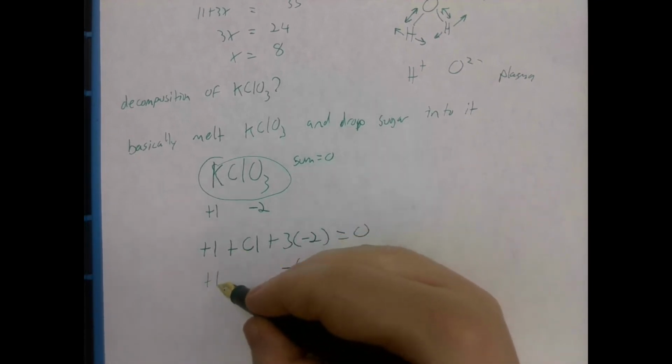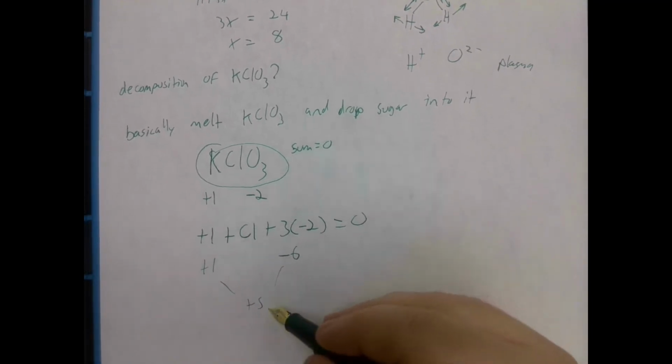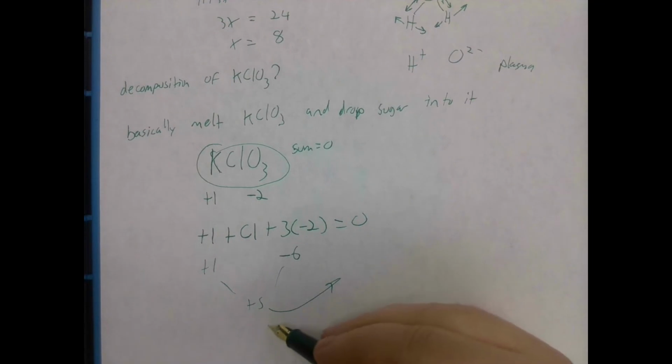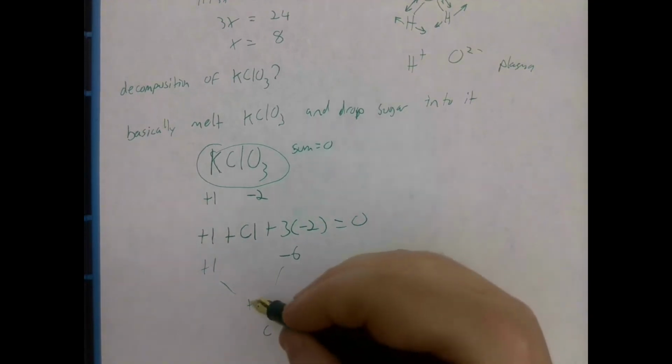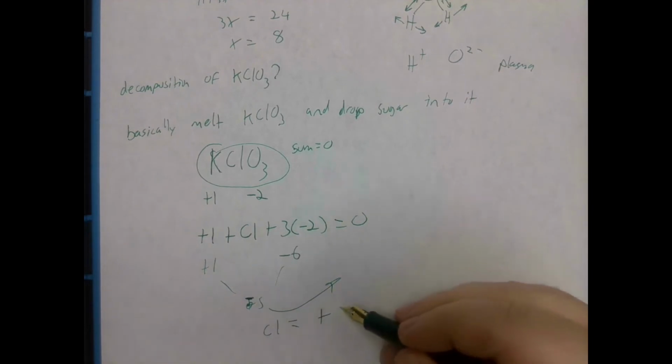So -6 and +1 combine to be +5. Moving it over here, that should be -5. We see chlorine is +5.